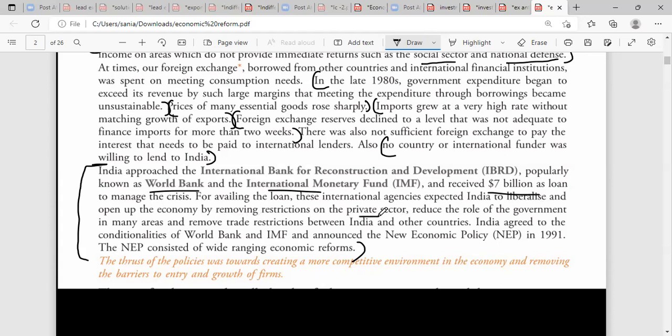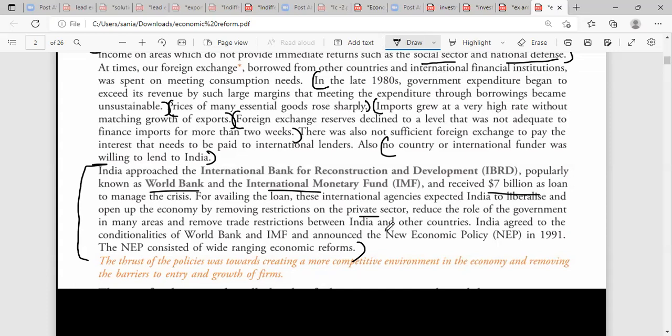You already know there were lots of restrictions, right? Licensing and all that. And then they told India to reduce the role of government in many areas and remove trade restrictions between India and other countries. They said we will only give you the loan when you follow all this. So India agreed that it would introduce a new economic policy in 1991, and in this new economic policy, there were lots of reforms. Clear?